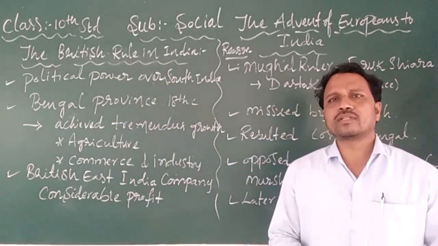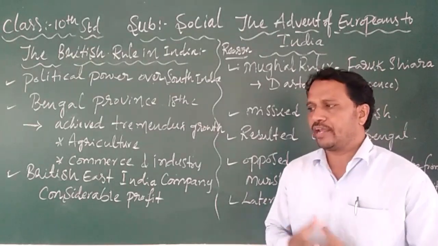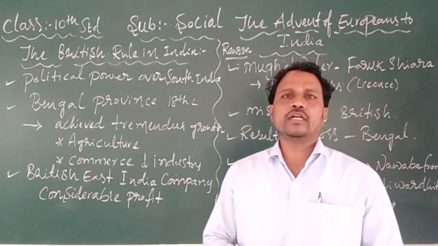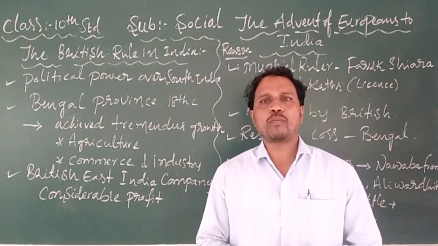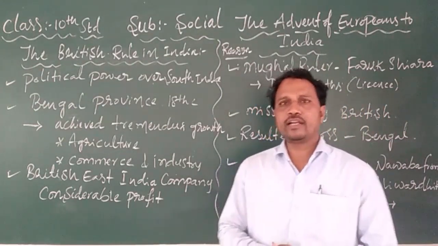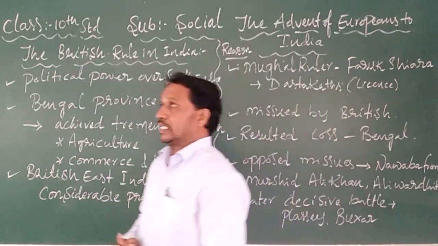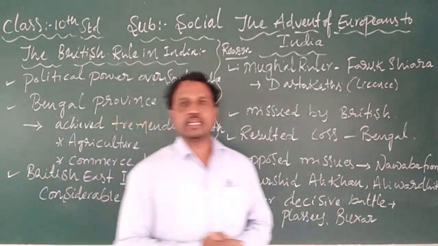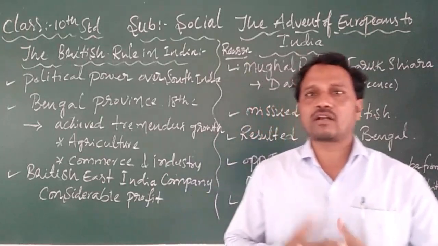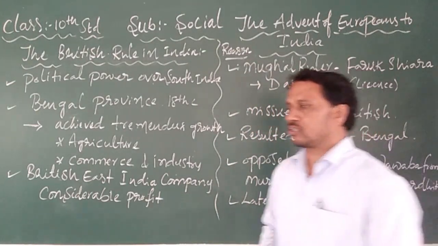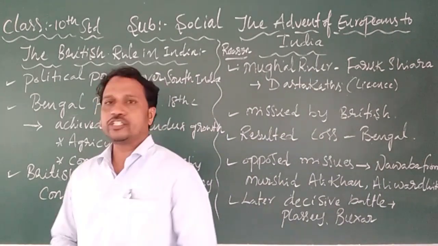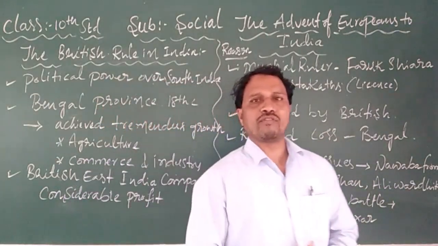Finally, whatever plan or way was found by the French failed, because of the cunning plan brought by the British people, and finally they defeated the French and established supremacy and power in India, especially the southern part of India. So after the southern part, the British next concentrated on the northern part of India.